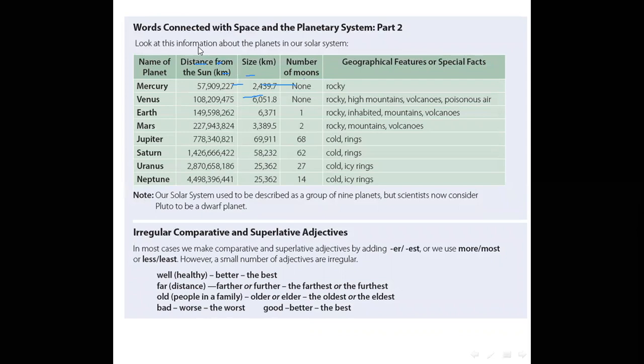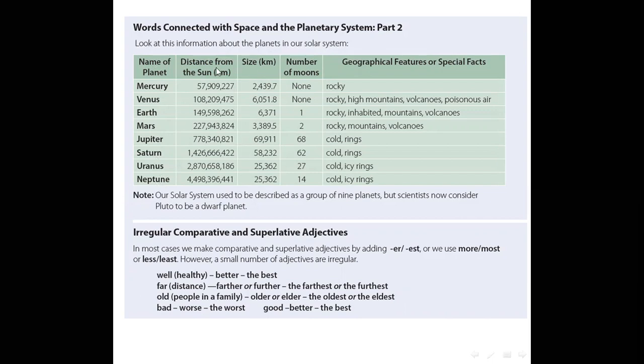Now, we will learn some vocabulary or words connected with space. Look at this information about the planets in our system. How many planets are there in our system? Excellent. There are 9 planets.